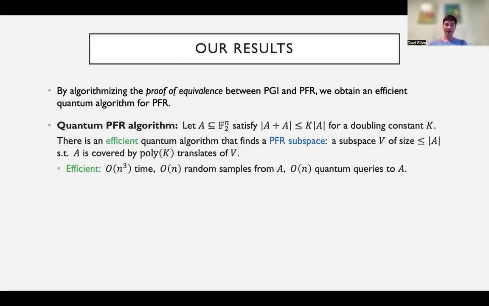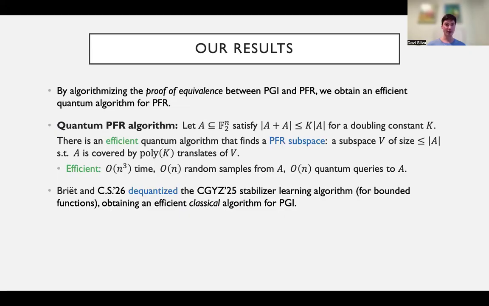If A has doubling constant at most K, then there exists an efficient quantum algorithm that finds a PFR subspace, meaning a subspace V of size at most the size of A, so that A is covered by poly K translates of V. And here, efficient means n cubed time, order of n random samples from A, and order of n quantum queries to A. And one can show that this amount of random samples and quantum queries is optimal up to constant factors.